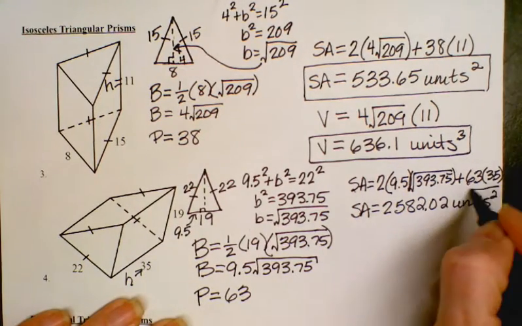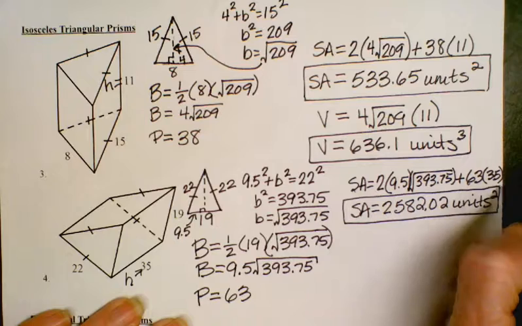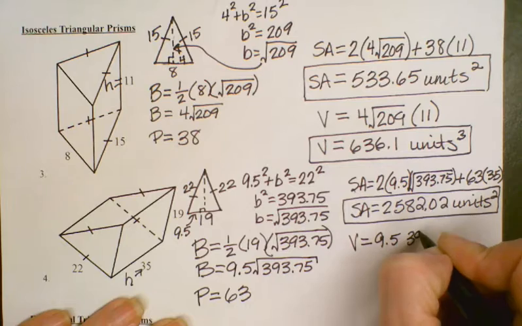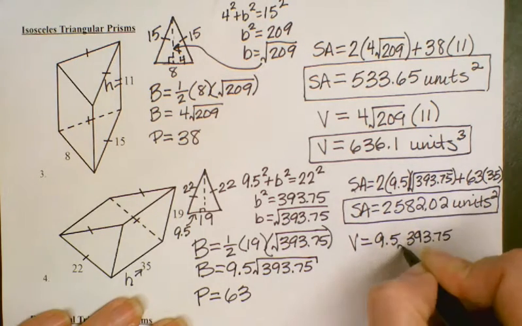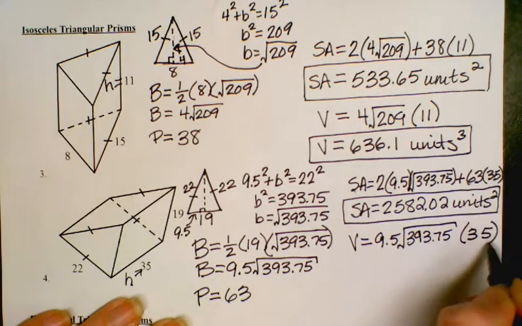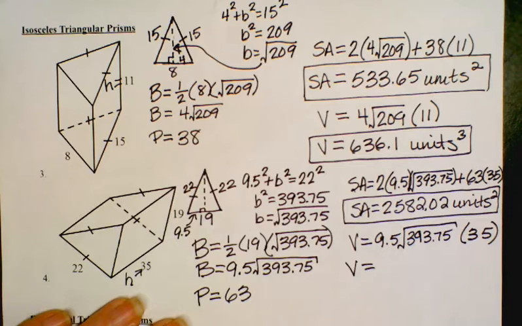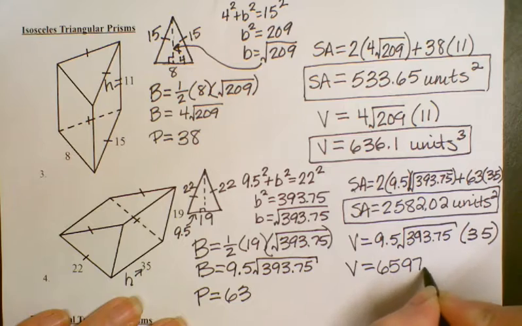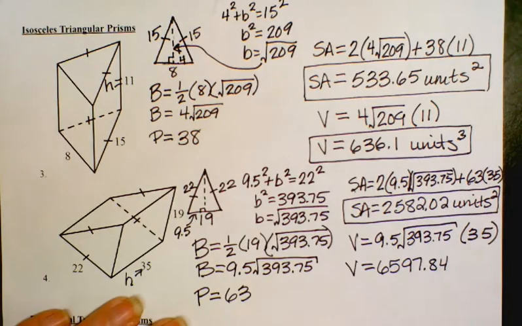All right, now for the volume. Volume is the area of the base times the height. So in this case, the area of the base times the height of the solid, 35, and some more button pushing on the calculator. Oops, helps if you press the right buttons, huh? Try that again. 6,597.84 units cubed since it's a volume.